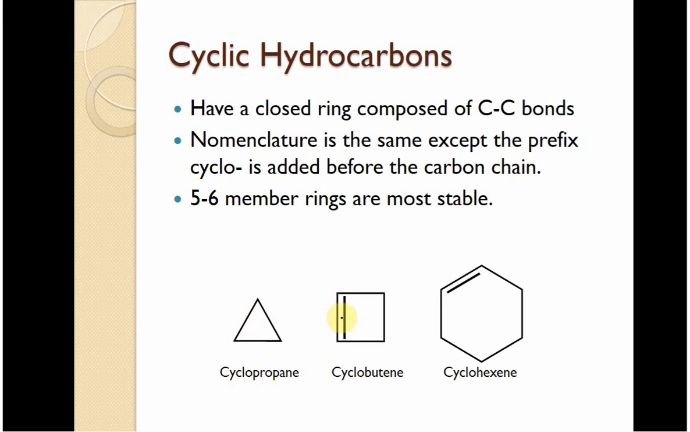This is 1, 2, 3, 4. So bute, double bond, means ene. All in one circle, so it's going to be cyclobutene. I don't specify the number here because you start at the double bond. 1, 2, 3, 4, 5, 6. This is hexene because there's a double bond. In a closed structure, it is cyclohexene.